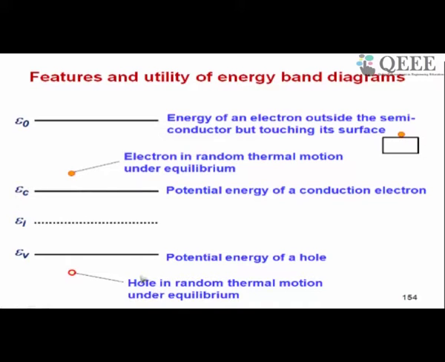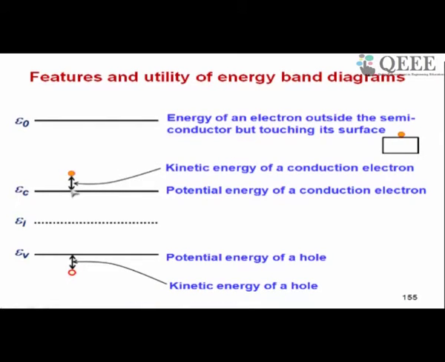And similarly, if you want to show a hole which is having kinetic energy, as the hole gains kinetic energy, it moves down in the energy band diagram. In energy band diagram, increasing electronic energies are shown upwards and decreasing electronic energies or increasing hole energies or increasing positive energies are shown downward. So as the hole gains kinetic energy, it moves down in energy band diagram. As electron gains kinetic energy, it moves up. So the difference of the energy of the electron from EC is the kinetic energy of a conduction electron, and this is the kinetic energy of a hole.